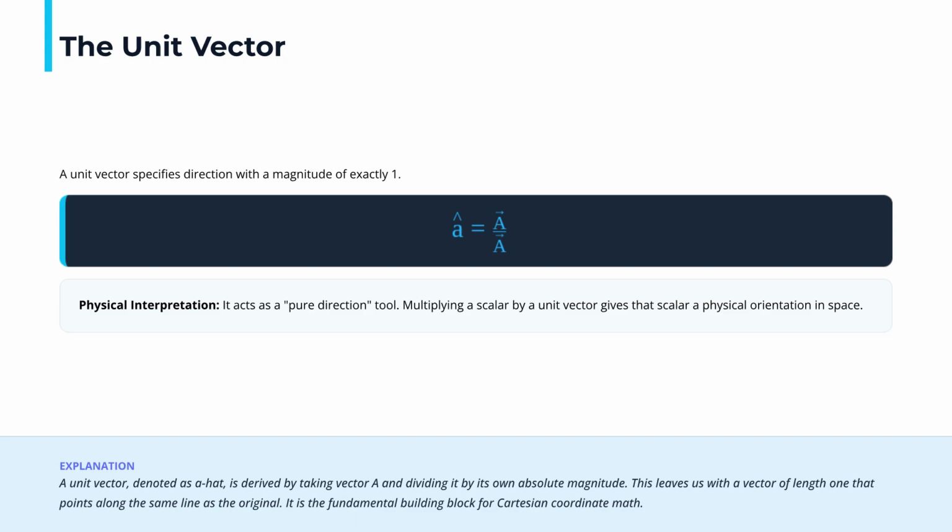A unit vector specifies direction with a magnitude of exactly 1. It is derived by dividing a vector by its own magnitude. This acts as a pure direction tool, fundamental for coordinate math.